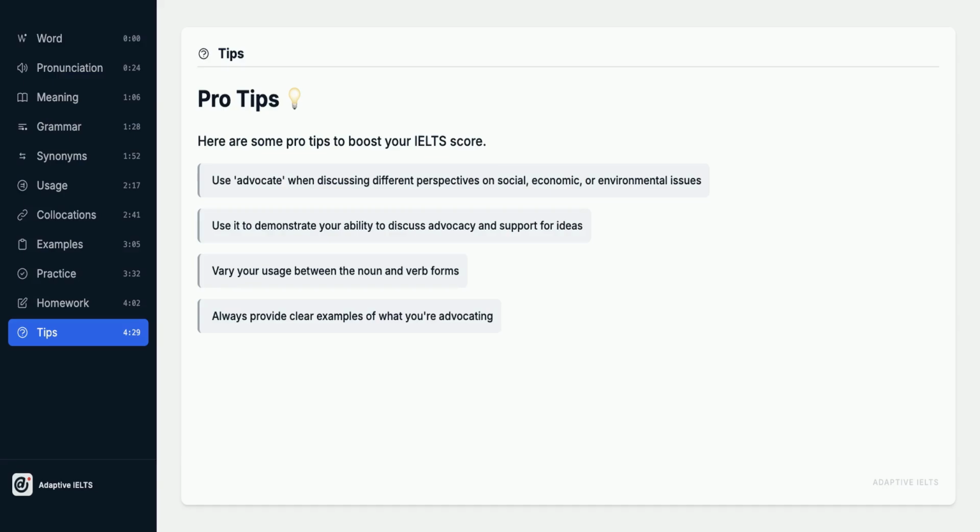Today we've explored the word advocate, a versatile term that's essential for discussing support and recommendation in IELTS. Use this word to express persuasive arguments in your writing and speaking tasks. Remember to practice both forms of the word and their collocations.